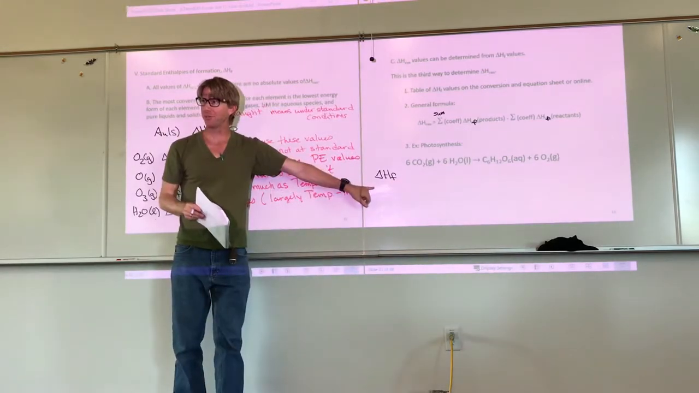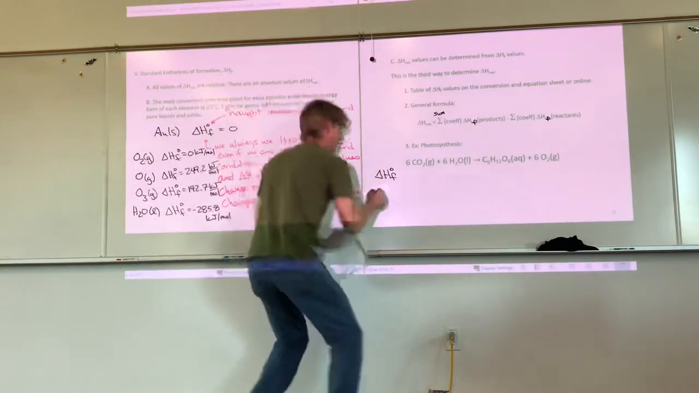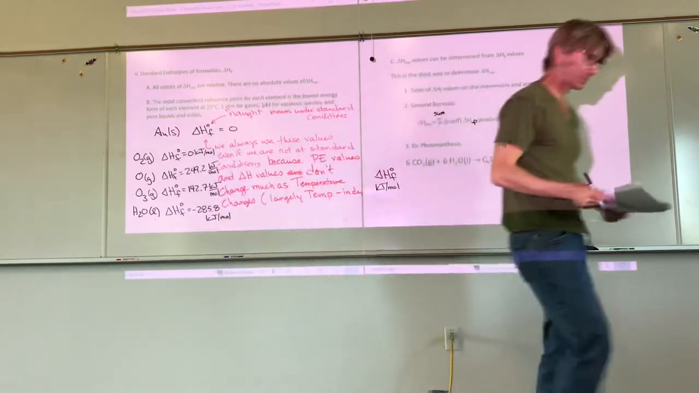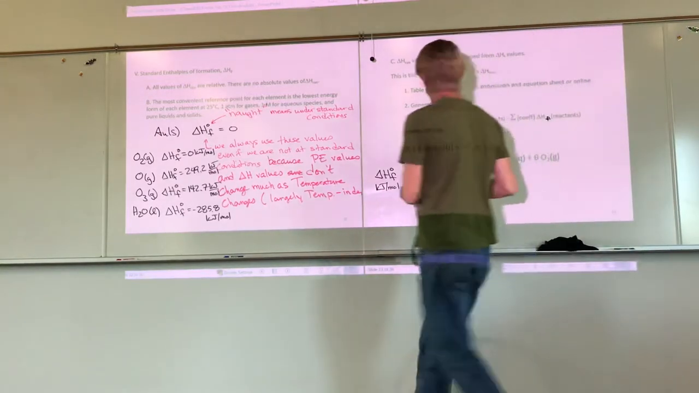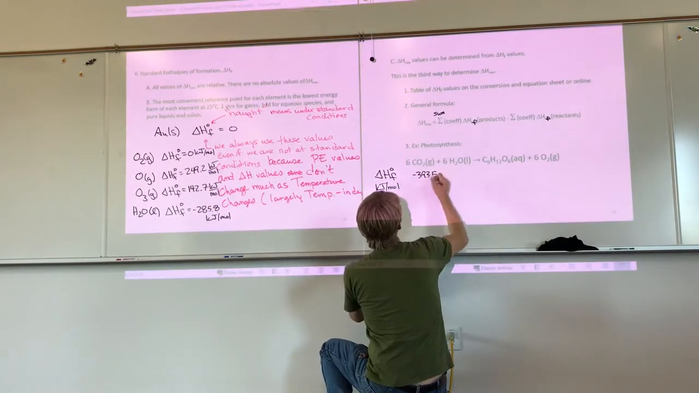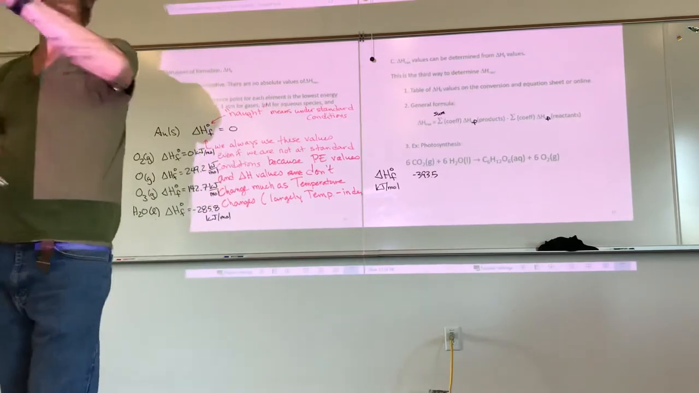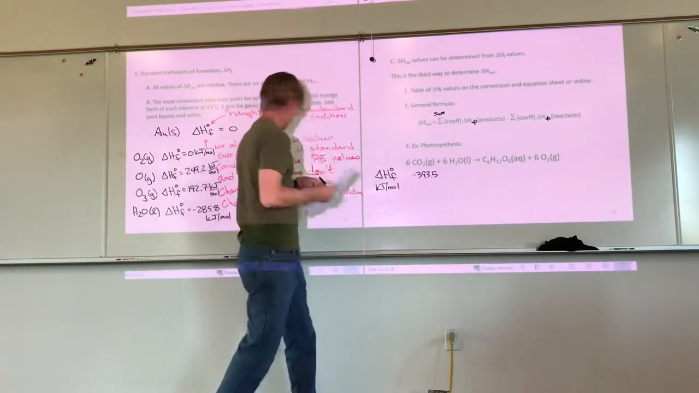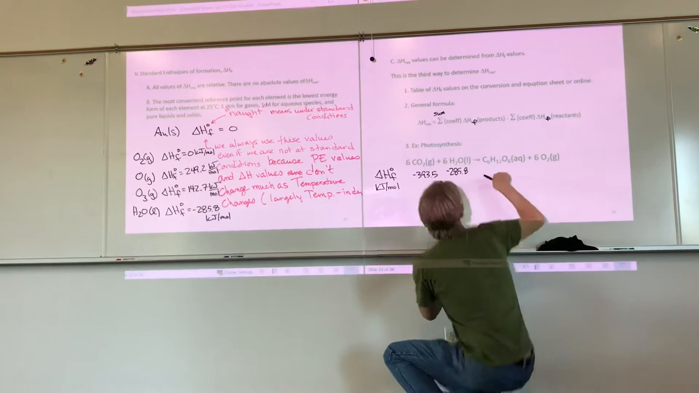What we need to do for this is look up all the delta HF values. We're going to have them with our little naught symbol because they're from standard conditions. And they'll all be in kilojoules per mole. So if I get my list over here, carbon dioxide, minus 393.5. H2O liquid, I'm glad it's your favorite, but there are all three phases on there, so be careful that you get the right one. H2O liquid, -285.8.